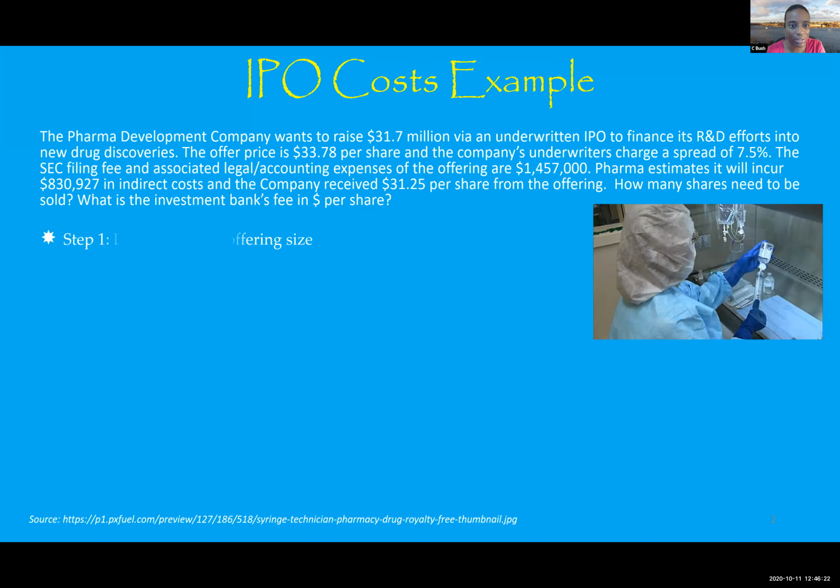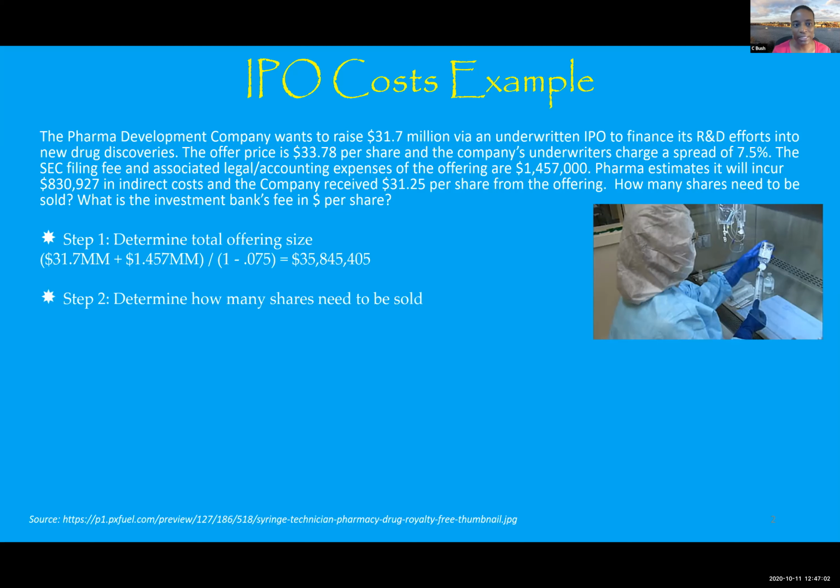And I think I have on here how you figure that out. So in order to determine that, take the amount that the company wants to end up with, 31.7. Add your direct expenses only. That's the 1,457,000. And the way we do it in the industry is we then divide by 1 minus the underwriter spread. And that gives you $35,845,405. So that's how much money should be raised from this entire process.